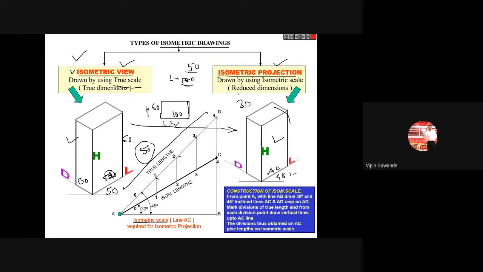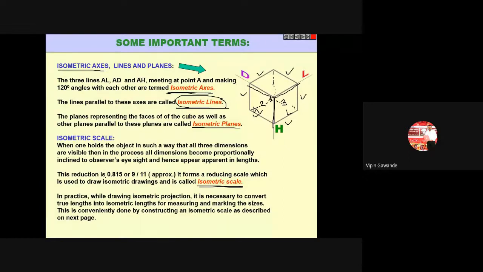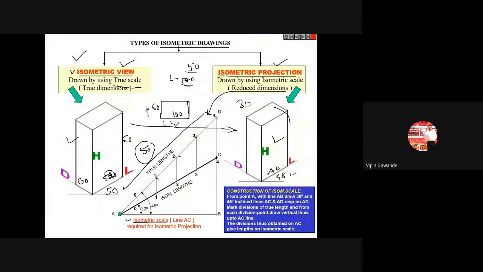And what is the isometric projection? They are using the reduced dimension. And from where are they taking this reduced dimension? They are taking it from the isometric scale. In the isometric scale, the dimension gets reduced, by a factor of 0.815. This you also have to remember. This is very important. If the actual dimension is 50, you have to multiply it by 0.815.